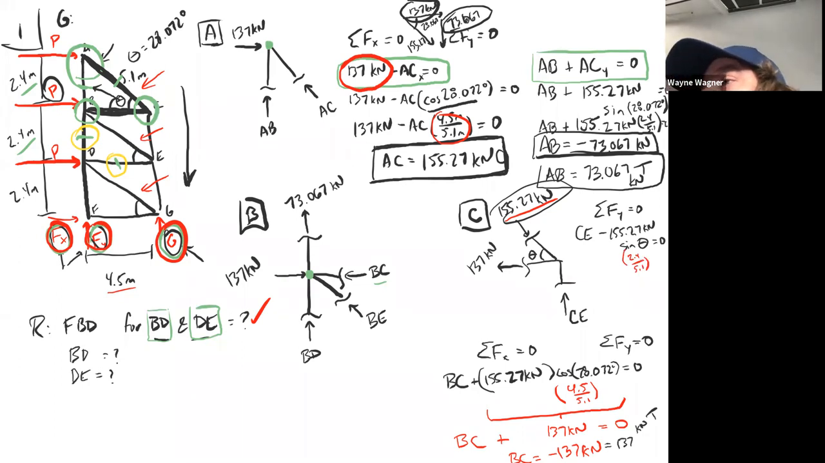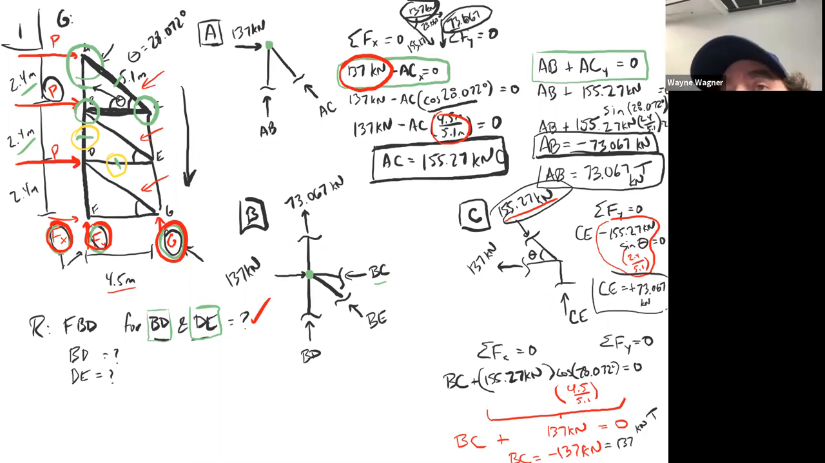Or I can make note of the fact that I already know what this quantity is. It's this 73.067. And so I can say CE equals, in this case, a positive 73.067. So that's compressive. I don't know that we need that CE, but we have it if we need it.